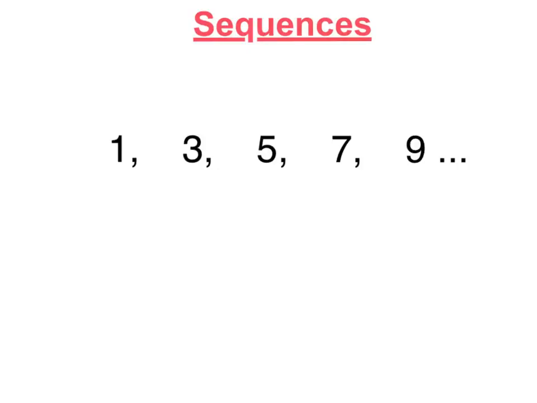Okay, let's work out how we get from one number to the next number in the sequence. So to get from 1 to 3, we've added 2 on. To get from 3 to 5, we've added 2. 5 to 7, we've added 2. And 7 to 9, we've also added 2. So this sequence goes up in twos. It goes 1, 3, 5, 7 and 9.